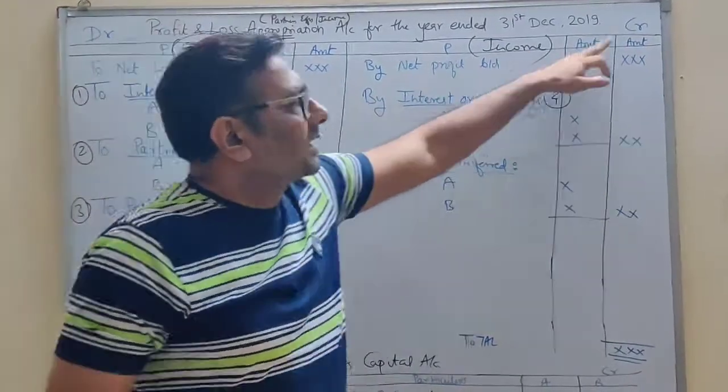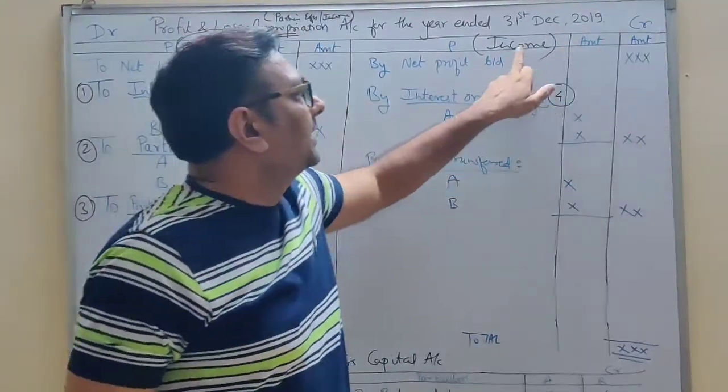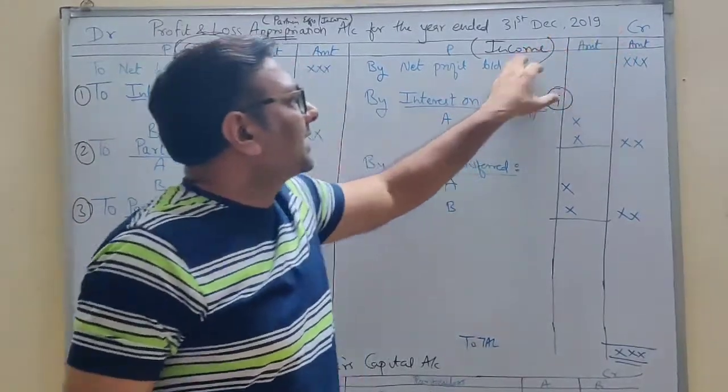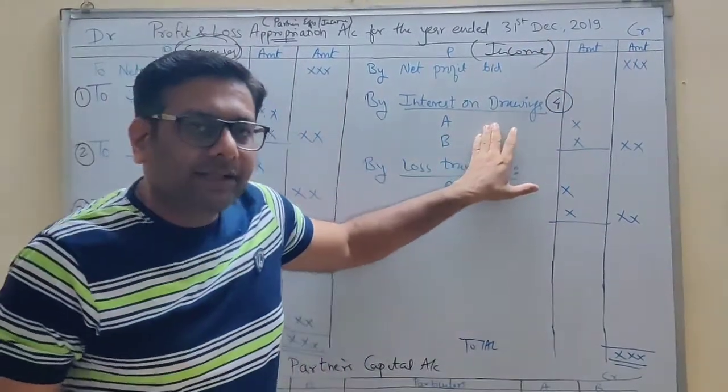It's an income. We are sticking to the rule, credit all incomes and gains. So we are crediting it. So only one entry on the credit side.